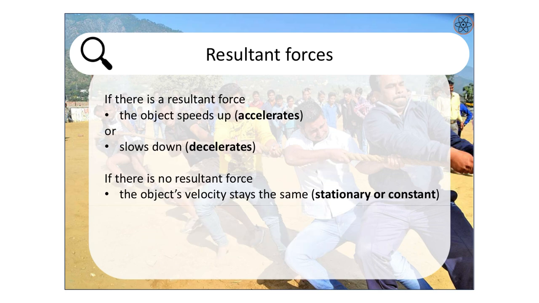So once you've calculated the resultant force, you can work out what the object is doing. If there is a resultant force, so there's a number left over, like the 120 newtons in the example we had just now, the object would either speed up or slow down. The object would either accelerate or decelerate. If there's no resultant force, so if the arrows cancel and it equals 0 newtons, the object's velocity stays the same. What we mean by that is it's either stationary, so it's staying at a constant velocity of 0 meters per second, or it's moving at a constant velocity, so it's moving.